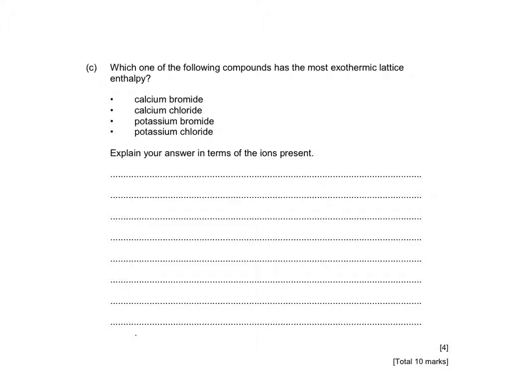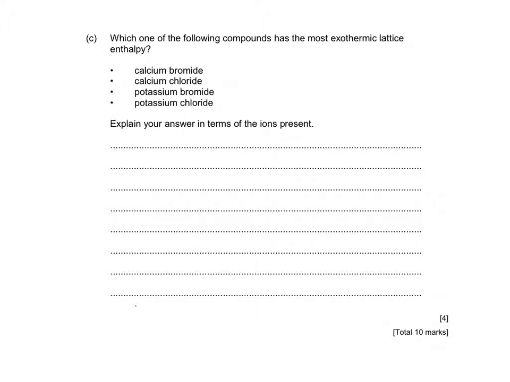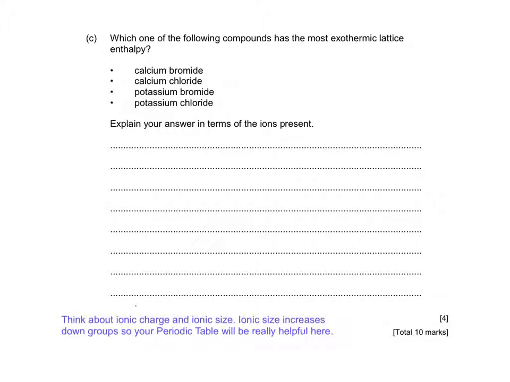So going on to the next part of the question, bring the page down a little bit so you can see that it was a 10-mark question in total. This is 4 marks here. It's asking you to think about which one of the following compounds has the most exothermic lattice enthalpy. So the thing to think about is ionic charge and ionic size, and you can also use your periodic table, because your periodic table will show you what is placed beneath what. As you go down groups, the size of the ion will increase.